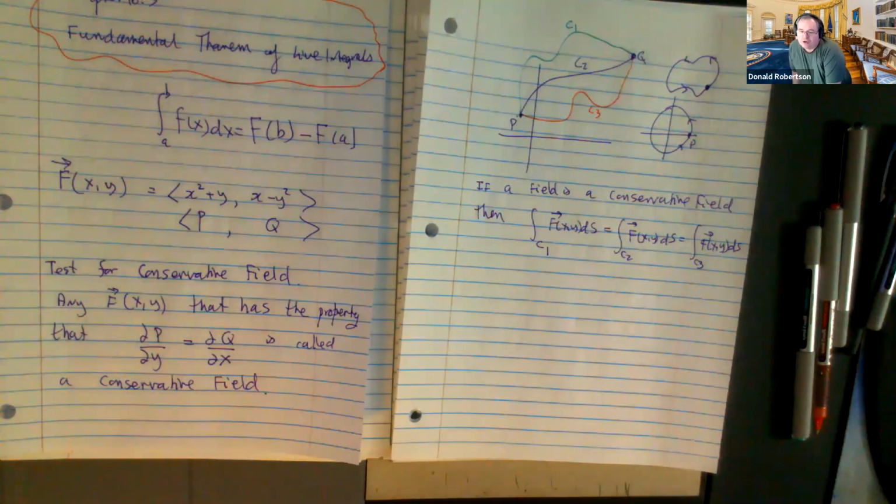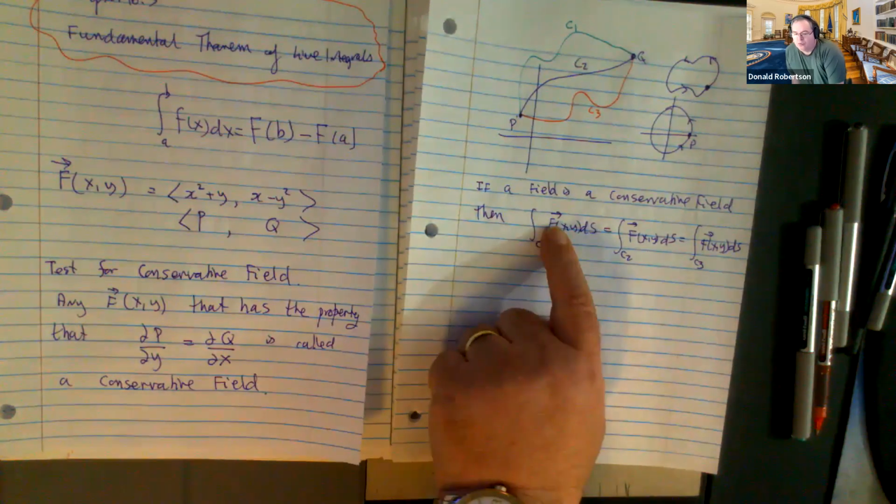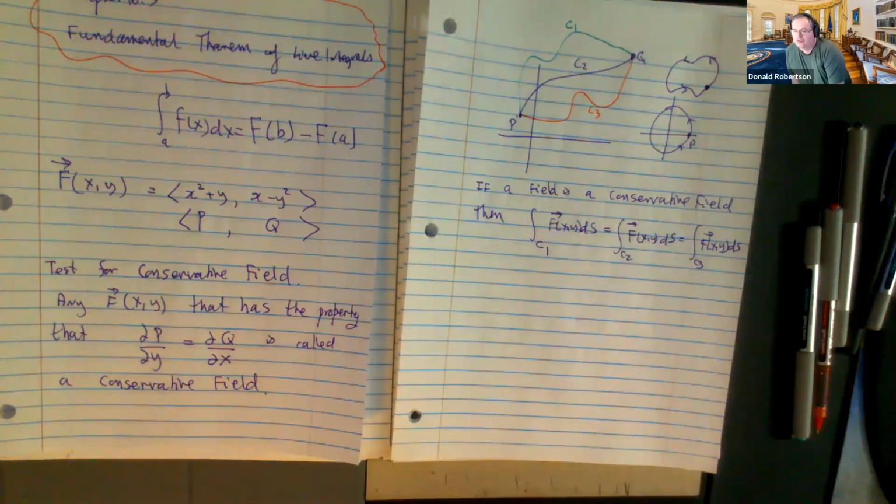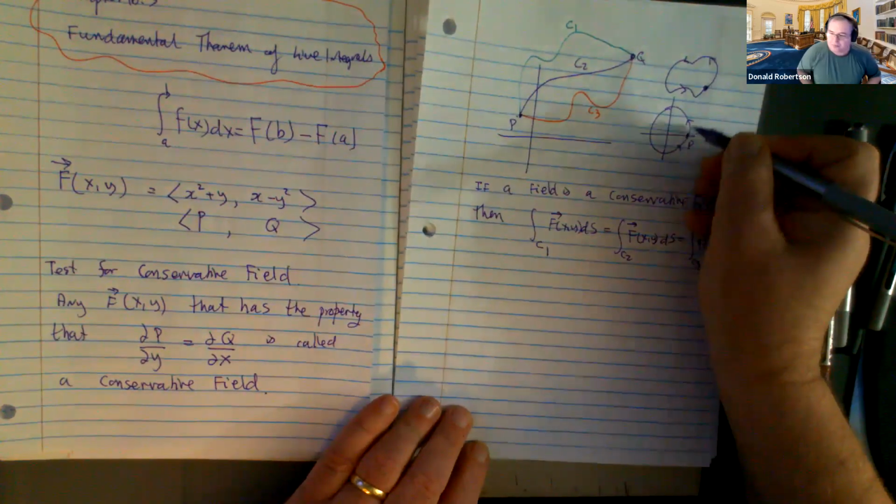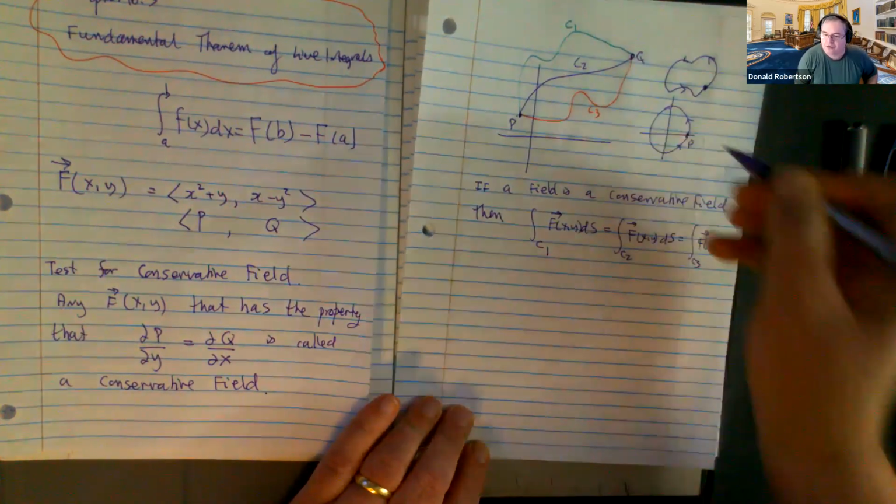Conservative fields are really good. They behave well. A conservative field is like being continuous. It's a good thing to be if you want to do anything in calculus. What you don't want is a field that's not conservative, because if it's not a conservative field, these three integrals will most likely be different. In fact, starting at the same point and finishing at the same point might not be 0 if it's not a conservative field.